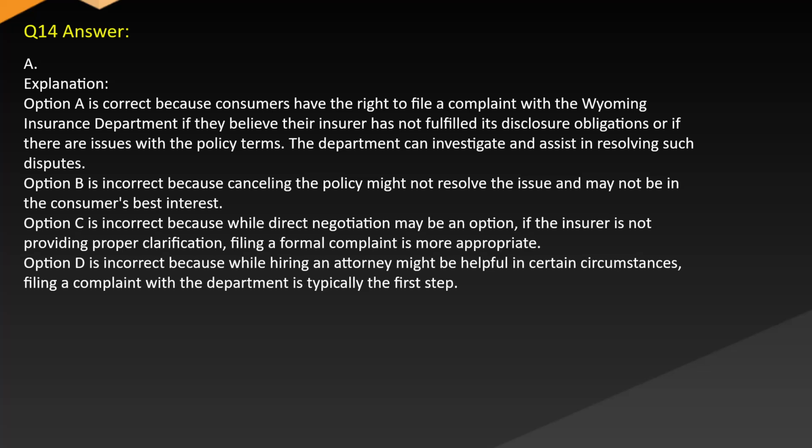Option B is incorrect because cancelling the policy might not resolve the issue and may not be in the consumer's best interest. Option C is incorrect because while direct negotiation may be an option, if the insurer is not providing proper clarification, filing a formal complaint is more appropriate. Option D is incorrect because while hiring an attorney might be helpful in certain circumstances, filing a complaint with the department is typically the first step.